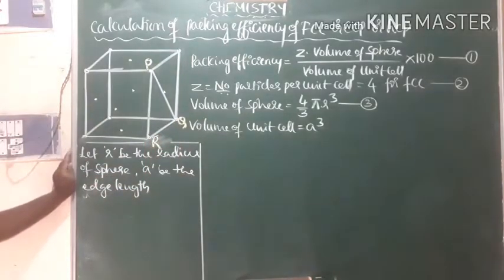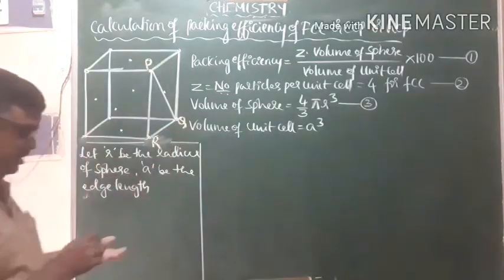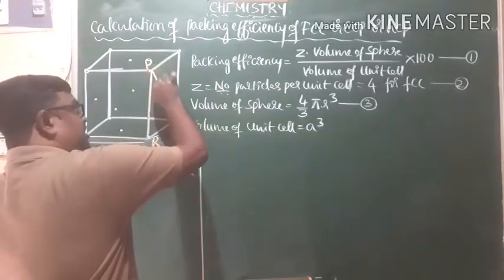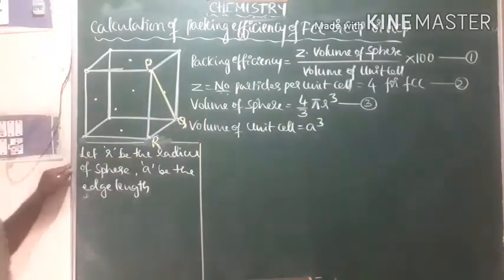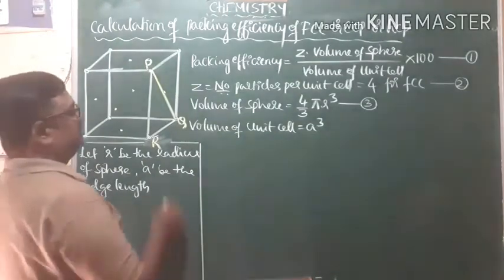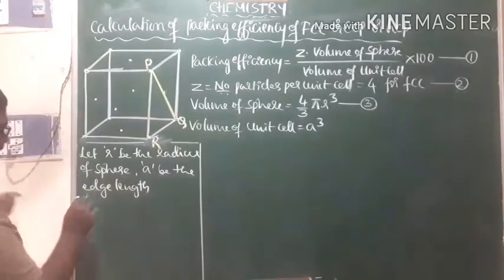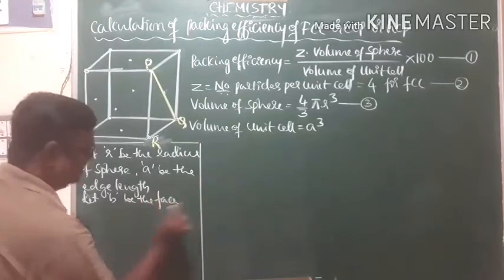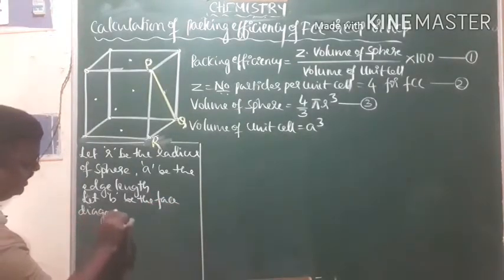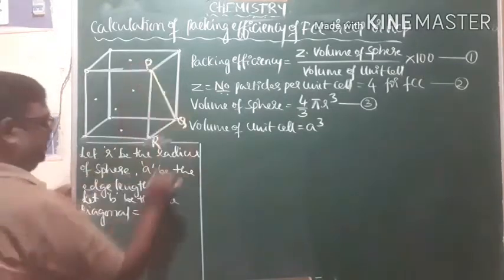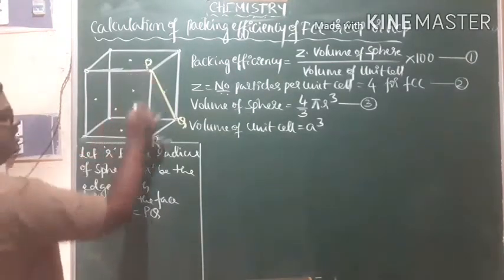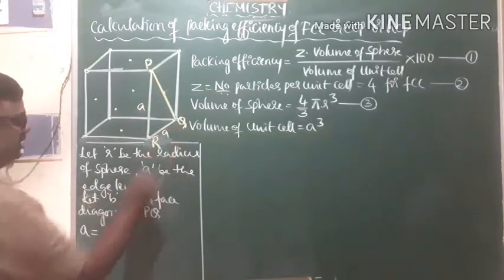There is a right angle triangle. This is the face diagonal, right? We consider the face diagonal because in the case of FCC, particles will be in touch with each other along the face diagonal. Let B be the face diagonal, that is PQ. And the edge length is A: this is PR, that is A, and RQ, that is also A.